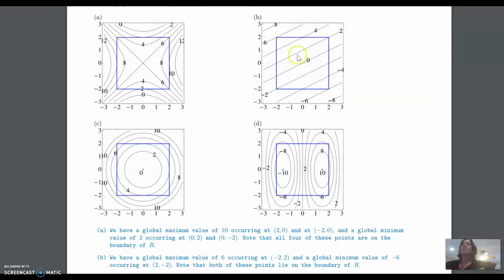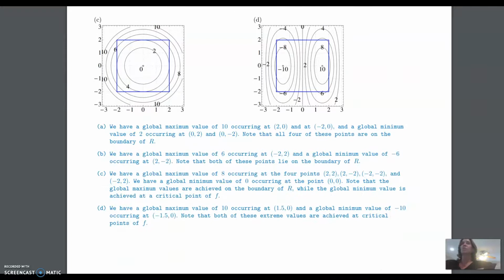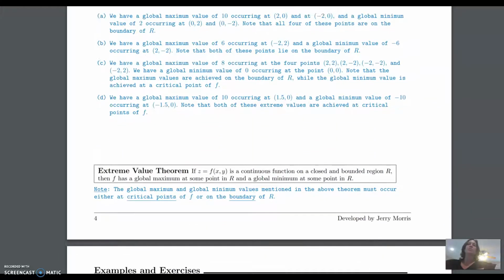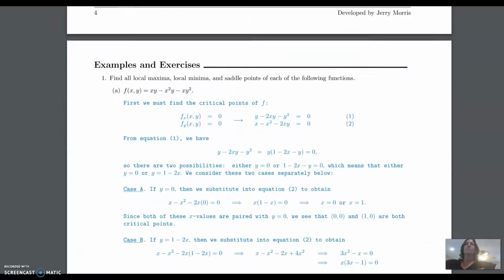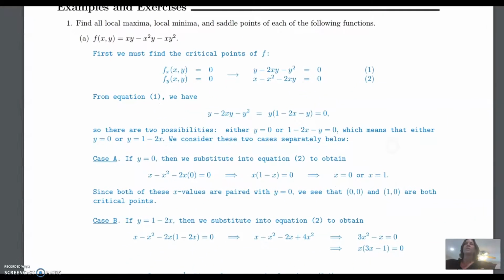So notice the maximum appears to be 6 here on this corner, at negative 2 and 2. And the minimum value appears to be negative 6 down on this corner over at 2 and negative 2. I'll let you do the other contour ones on your own. And let's go through one more example using a function and going through the steps.